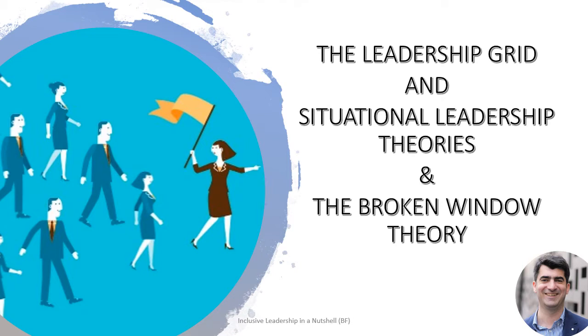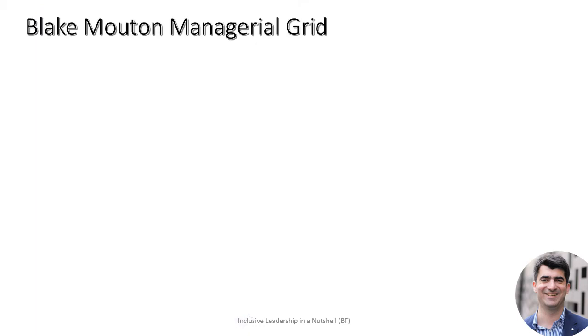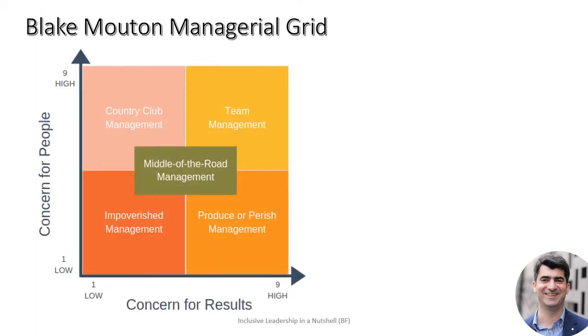In the broken window theory, we are going to look at some past experiences that show if there are some small issues, it is better they are fixed in the work environment to avoid bigger issues happening. I find all these basic theories quite fascinating for leadership and management. Let's get started with the Blake-Mouton Managerial Grid.